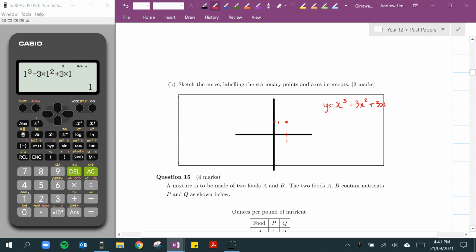So when x is 0, let's work out the y-intercept. Is when x is 0, so that's just 0. And the x-intercept is also going to be 0, because it's right there. So that means it's going to look something like this, because it's a positive cubic.